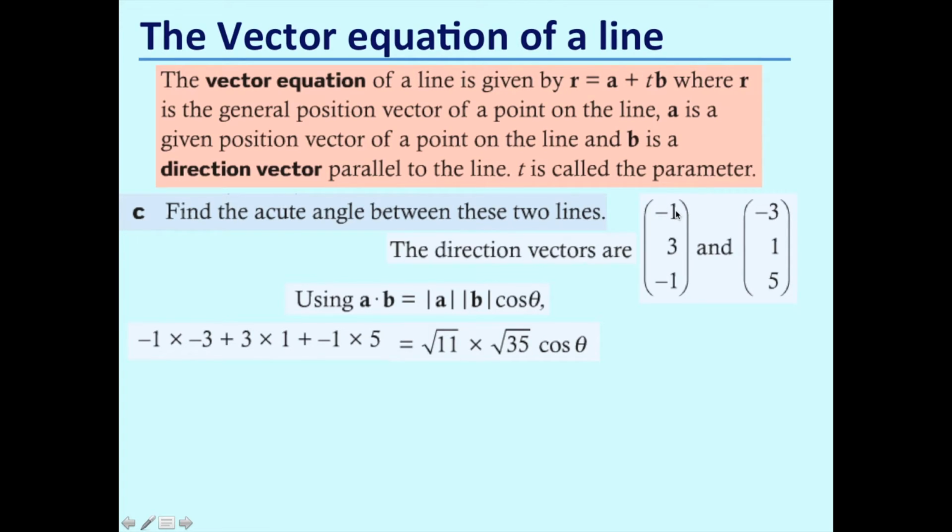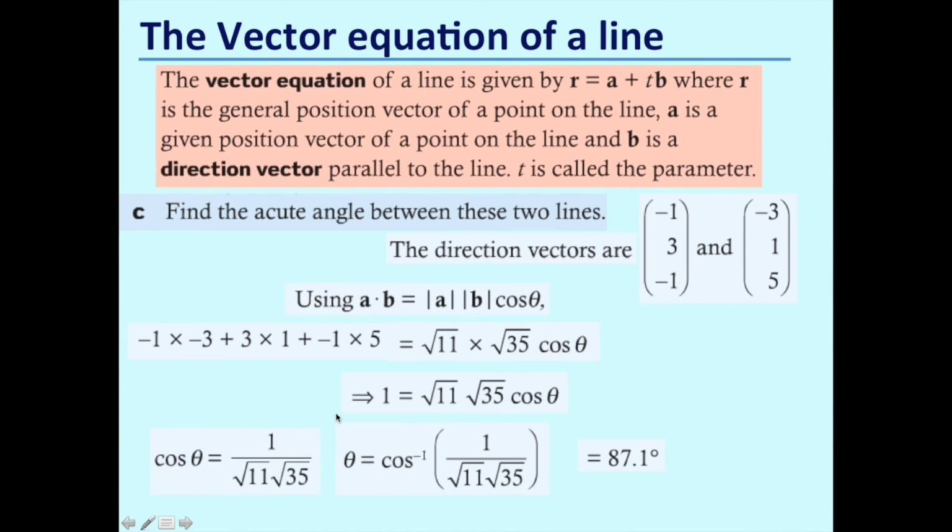the direction vectors. So here 1 squared plus 3 squared plus 1 squared is going to give us 11. If we square these up and add them together, that's going to give us 35. So we need to take the square root of both of those, and we can rearrange for cos theta, which gives us a value of theta of 87.1.